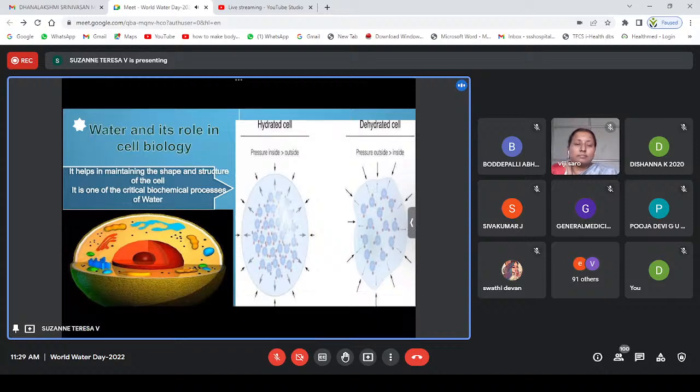Water and its role in cell biology. It helps in maintaining the shape and structure of the cell. It is one of the critical biochemical processes of water. This is how a hydrated and a dehydrated cell looks like.